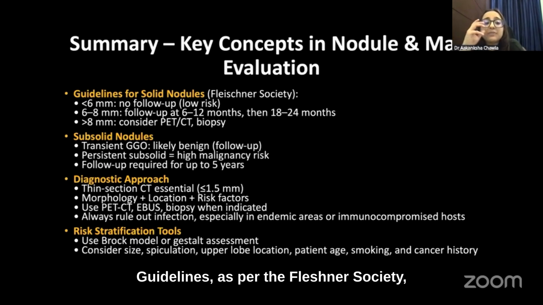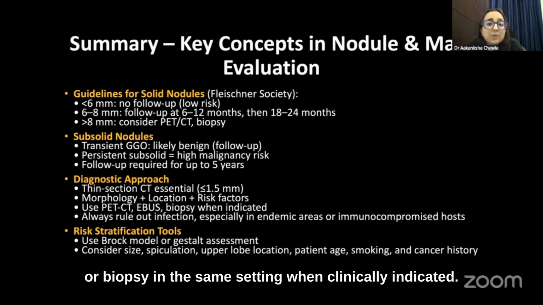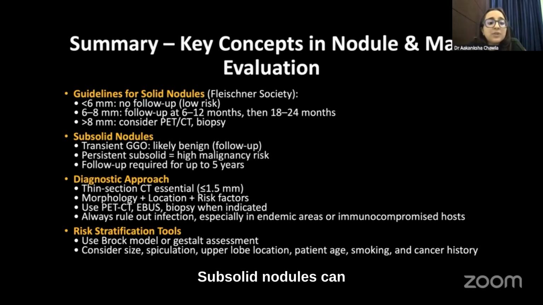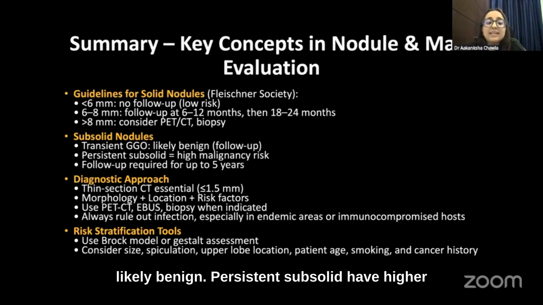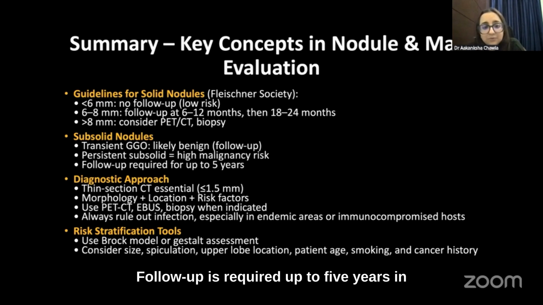Guidelines as per the Fleischner Society: less than 6 mm, no follow up; 6 to 8 mm, follow up at 6 to 12 months, and then at 18 to 24 months. More than 8 mm, consider PET CT or biopsy in the same setting when clinically indicated. Subsolid nodules can be transient ground glass, likely benign. Persistent subsolid nodules have higher malignancy risk. Follow-up is required up to 5 years in these subsolid nodules.